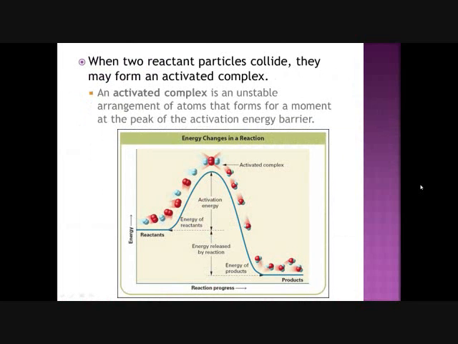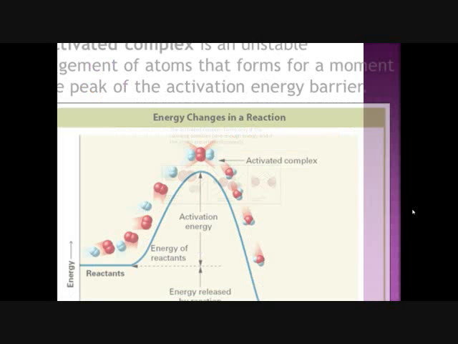When two reactant particles collide, they can form an activated complex, sometimes. An activated complex is an unstable arrangement of atoms that forms for a moment at the peak of the activation barrier. So make sure you label this in your graph on your paper, that the activated complex is located at the tip top of the activation energy peak. Okay, so anything to the left of the peak are reactants, and anything to the right are the new products. You're going to need to label that on a graph.